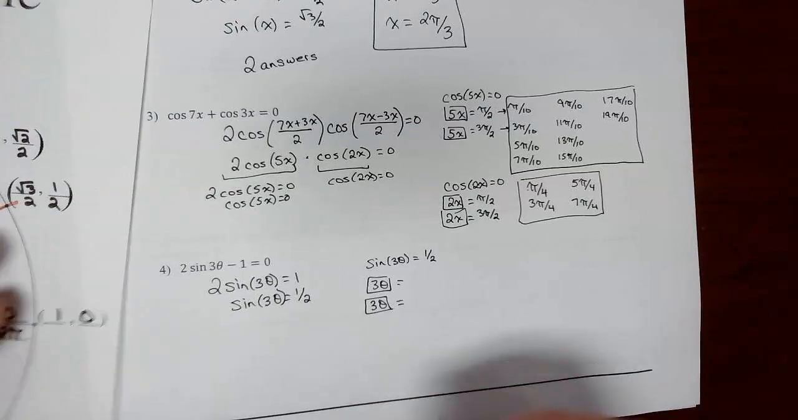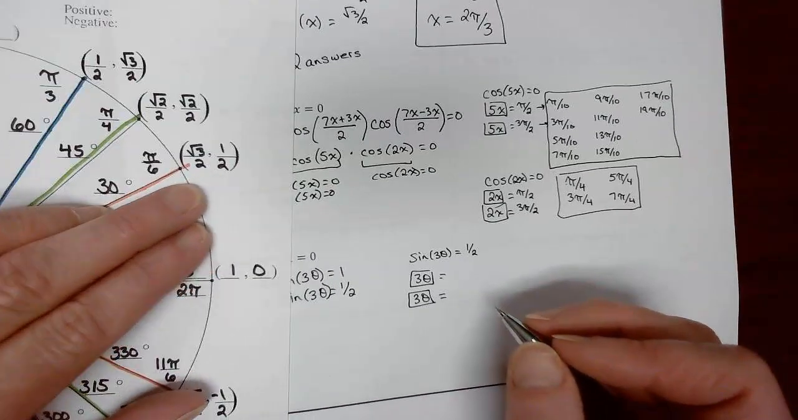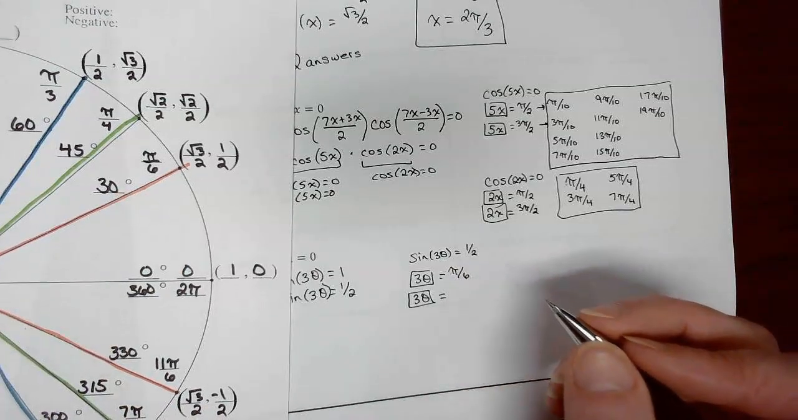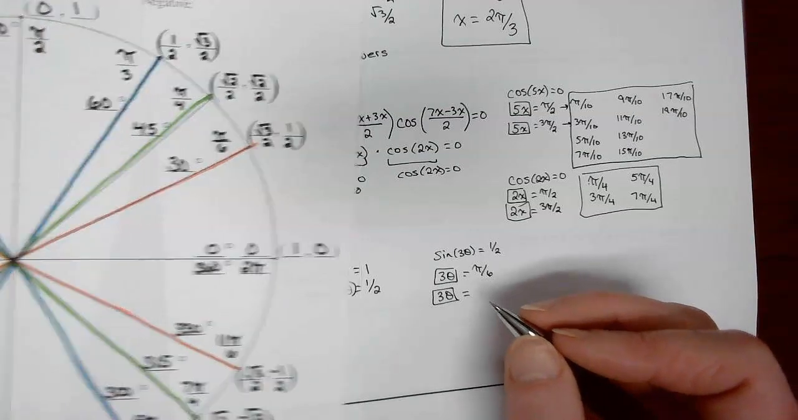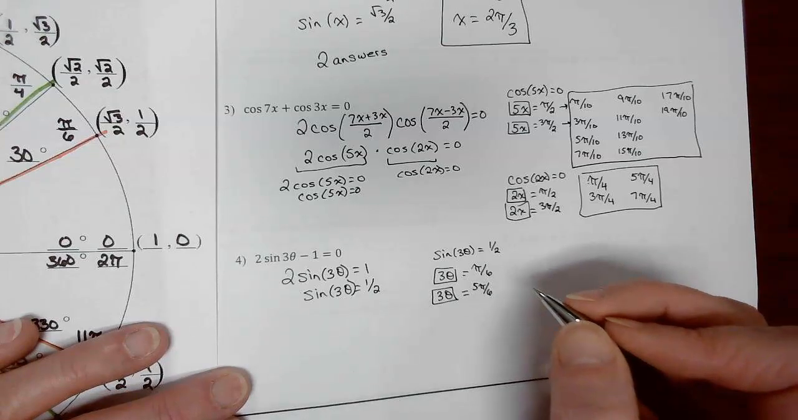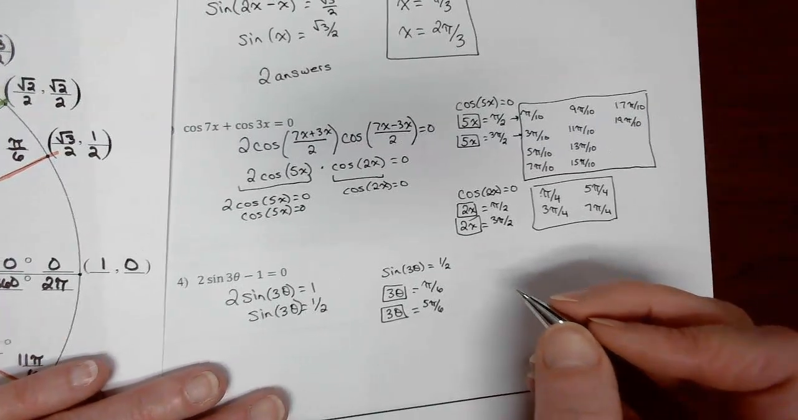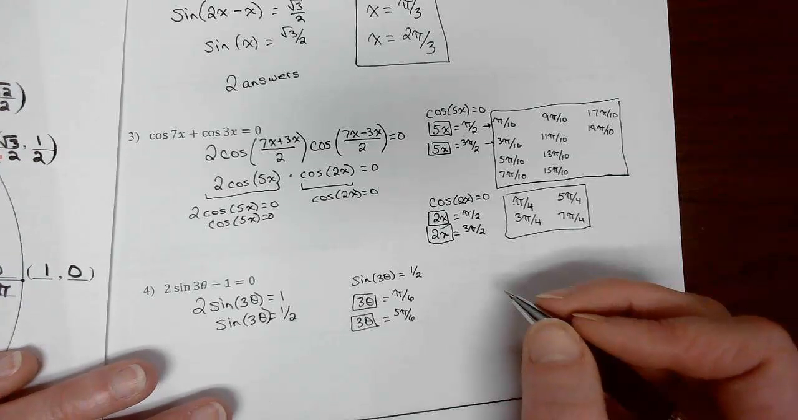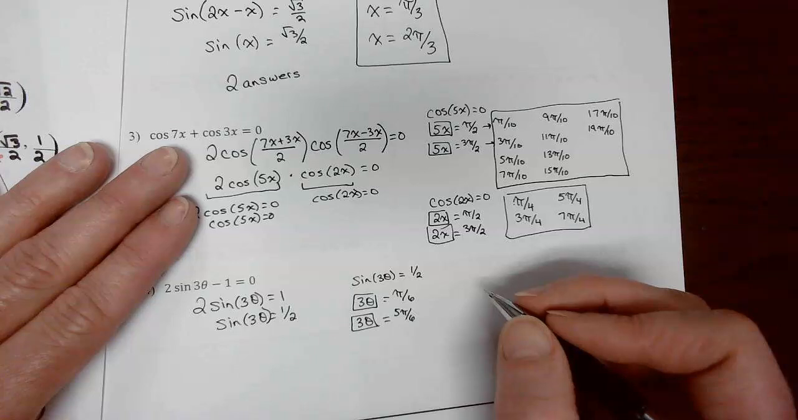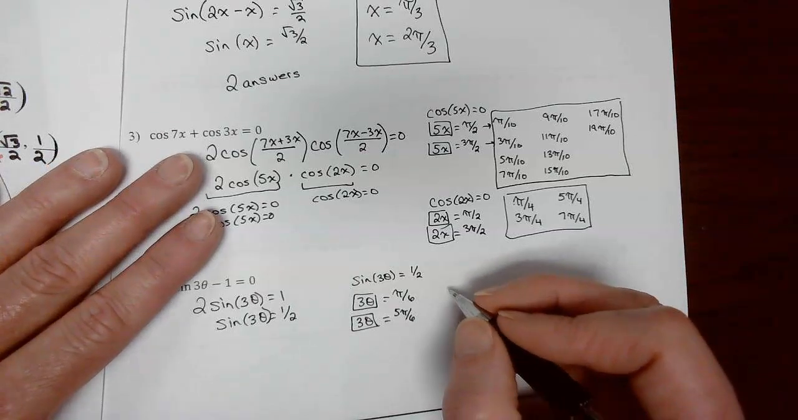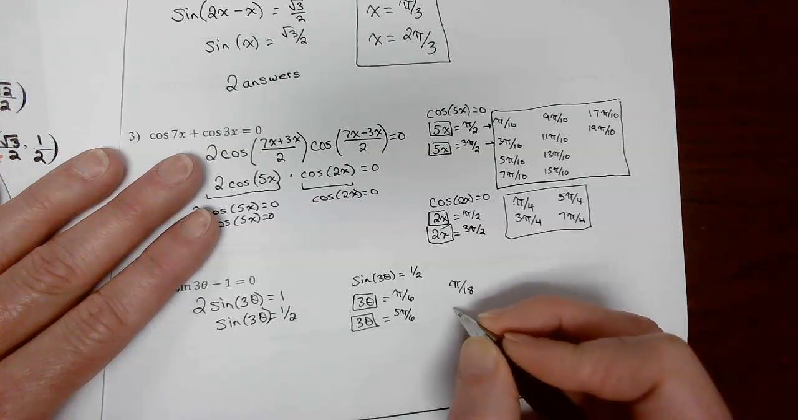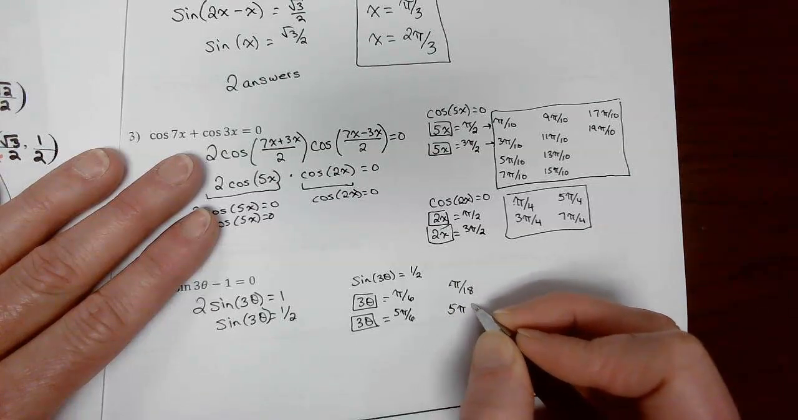So 1/2, sine is my y value. So we've got pi over 6, and the next one would be 5 pi over 6. When I divide by 3, I'm going to get pi over 18. The next one's 5 pi over 18.